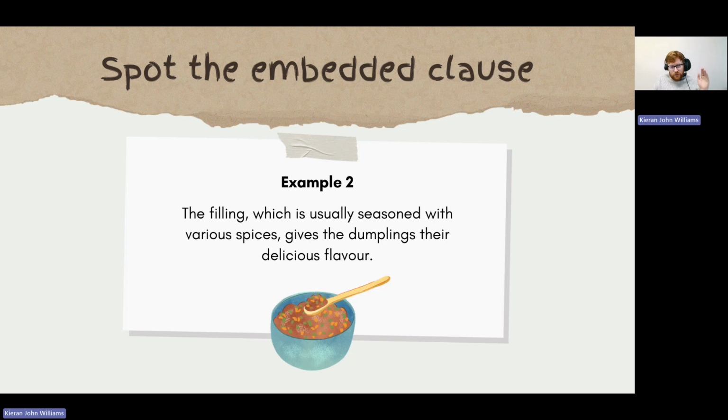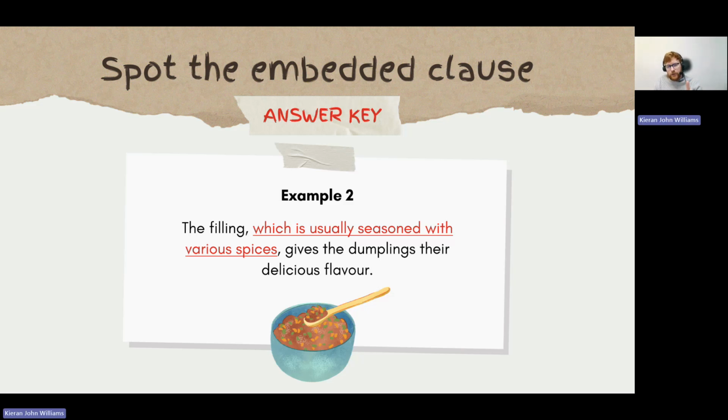Another example here. "The filling, which is usually seasoned with various spices, gives the dumplings their delicious flavor." Where is the embedded clause? It is this part here, "which is usually seasoned with various spices." It describes the filling in more detail and gives us insight into what helps create the dumpling's flavor. Without it, the sentence would still work, but it wouldn't be as descriptive.